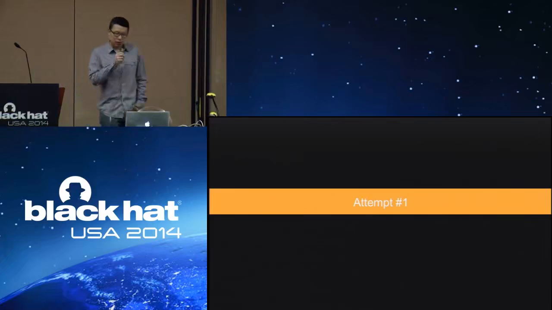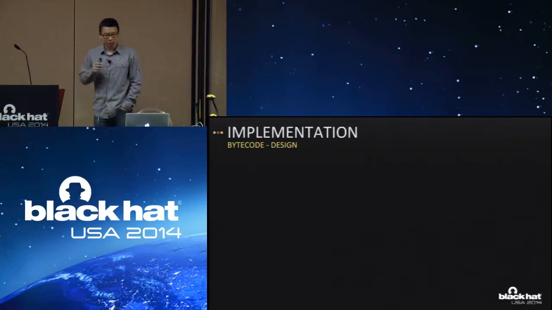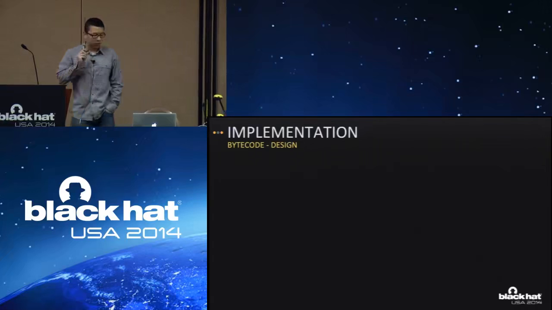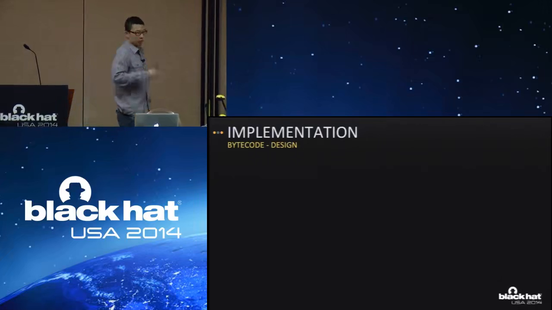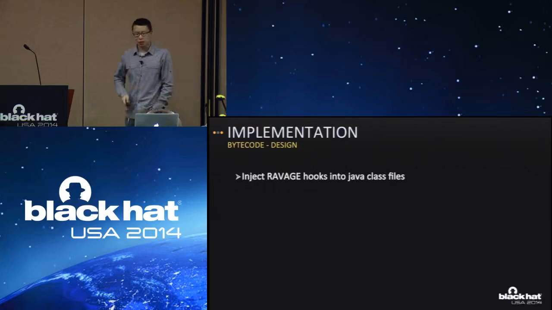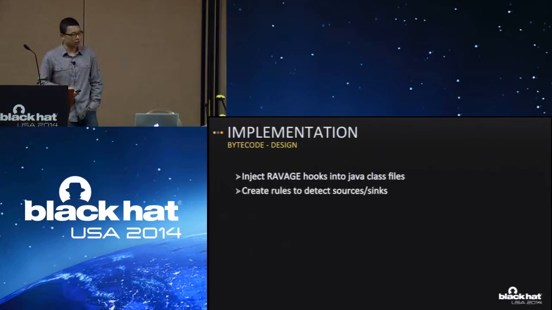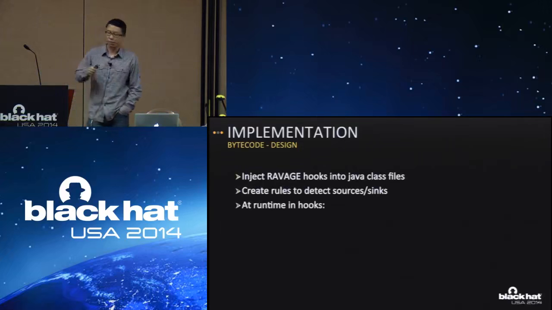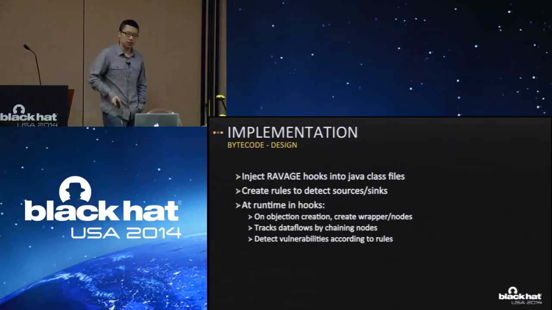So going back to the implementation, how did we implement it? On a very high level, it's straightforward. When we tried our first attempt, we wanted to just keep it simple. Let's modify the Java bytecode, and let's see how that goes. What we did is that we inject a bunch of RAVAGE hooks into the Java class files, and the hooks will do a bunch of things, such as wrapping objects, checking for rules, and then gathering data flows. That sounds straightforward. Does it work?